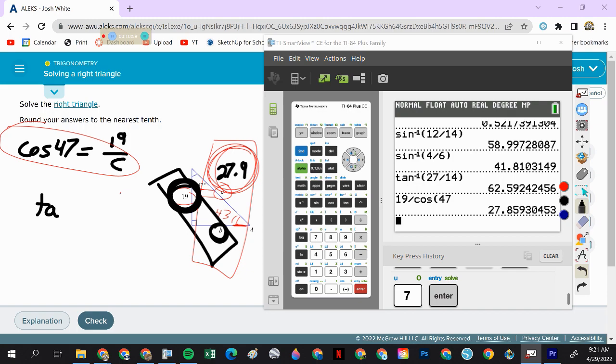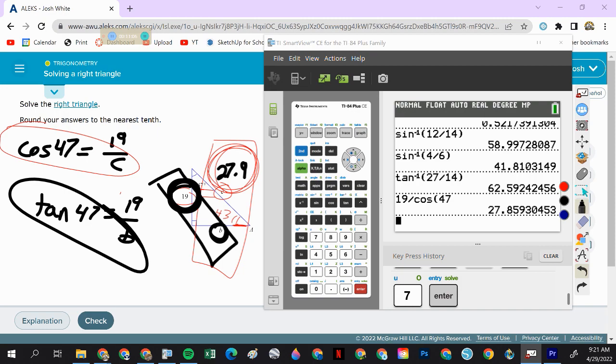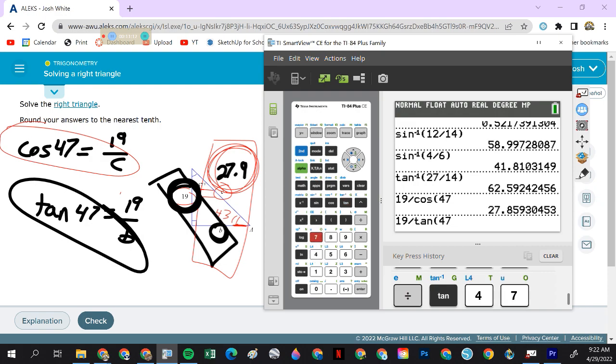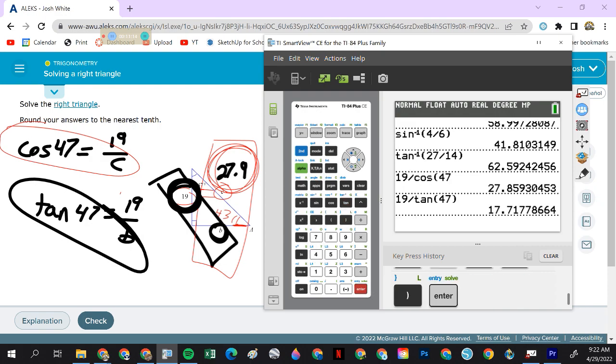So the tangent of 47 is 19 over b. Switch places, and we do 19 divided by the tangent of 47. So we get 17.7. Does that make sense? Okay.